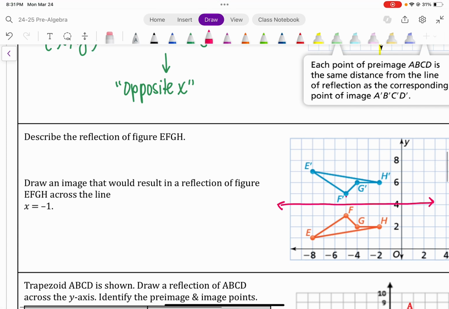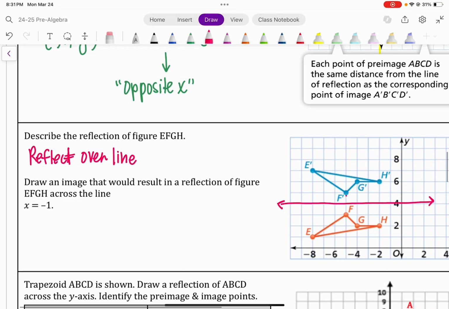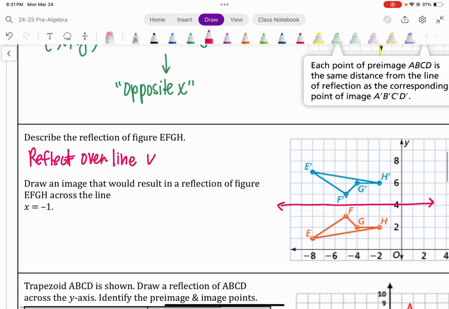So we are reflecting over the line, and that's a horizontal line that goes through 4. Goes through the y-axis at 4.